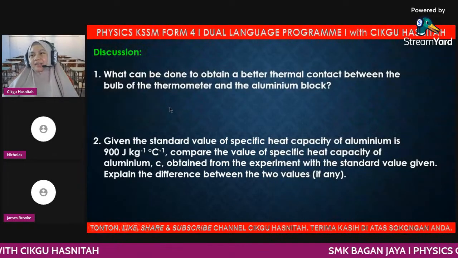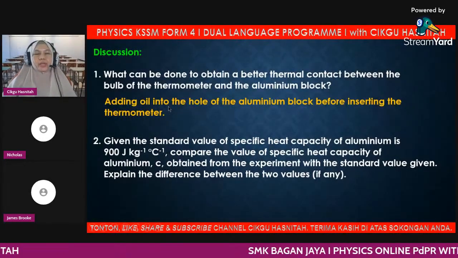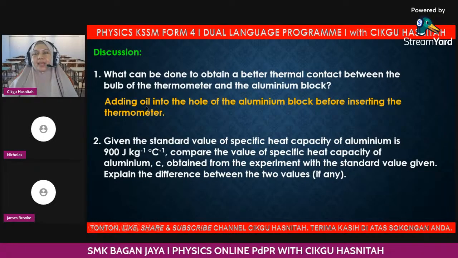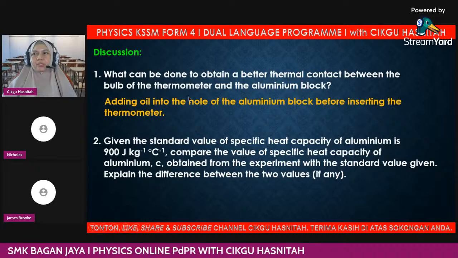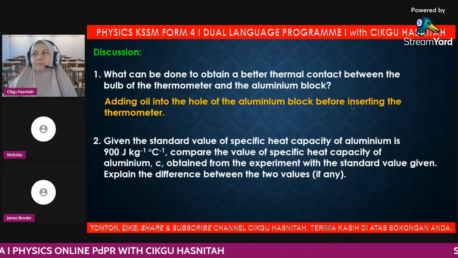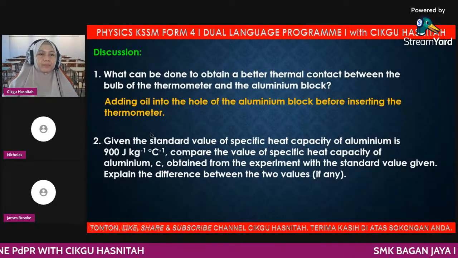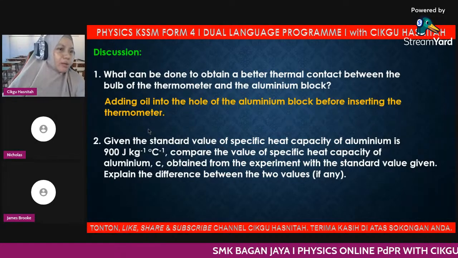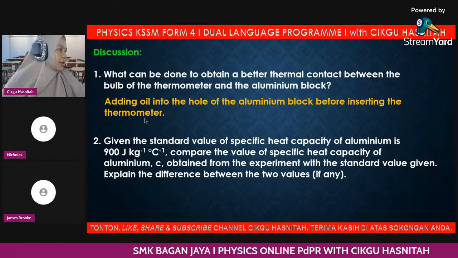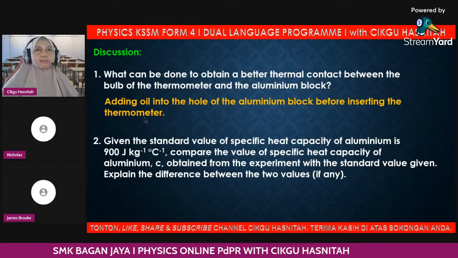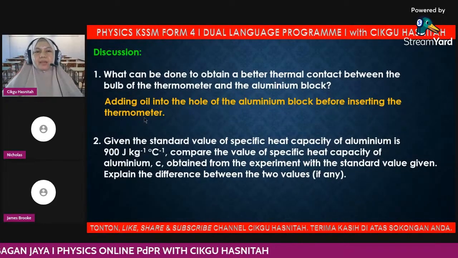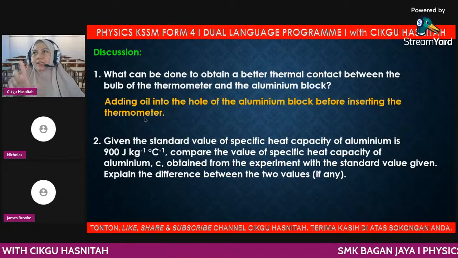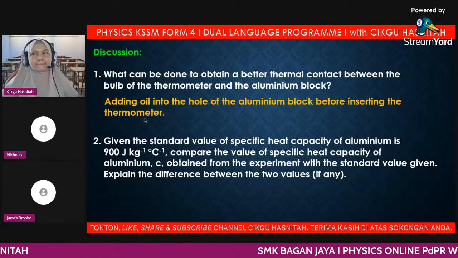Okay. So actually, what can we do? We can add some oil. Normally we use cooking oil in the hole of the aluminium block before inserting the thermometer. Okay, kita masukkan minyak ke dalam itu. So now it will create a better thermal contact between the thermometer and the aluminium block, as there are no more blank spaces between the thermometer and the aluminium block.